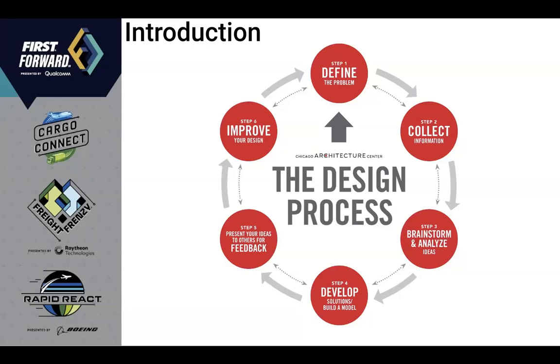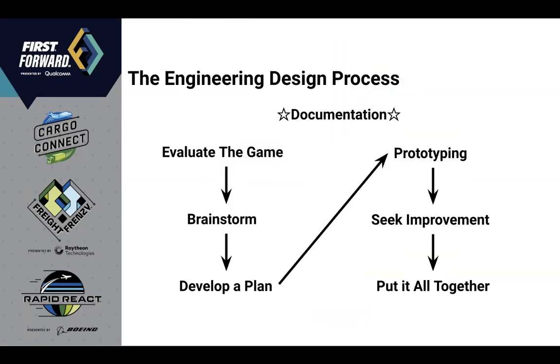Sixth is improving. Take all that feedback. I kind of already said this, but you take the feedback you've gotten and then you implement it into your robot. Next is the FTC way. First is to evaluate the game. You want to study the game for the season. You want to learn everything you can. You want to learn the rules and the setup of the stage, all of that. And then you want to come up with ideas for how your robot can accomplish all the tasks at hand.